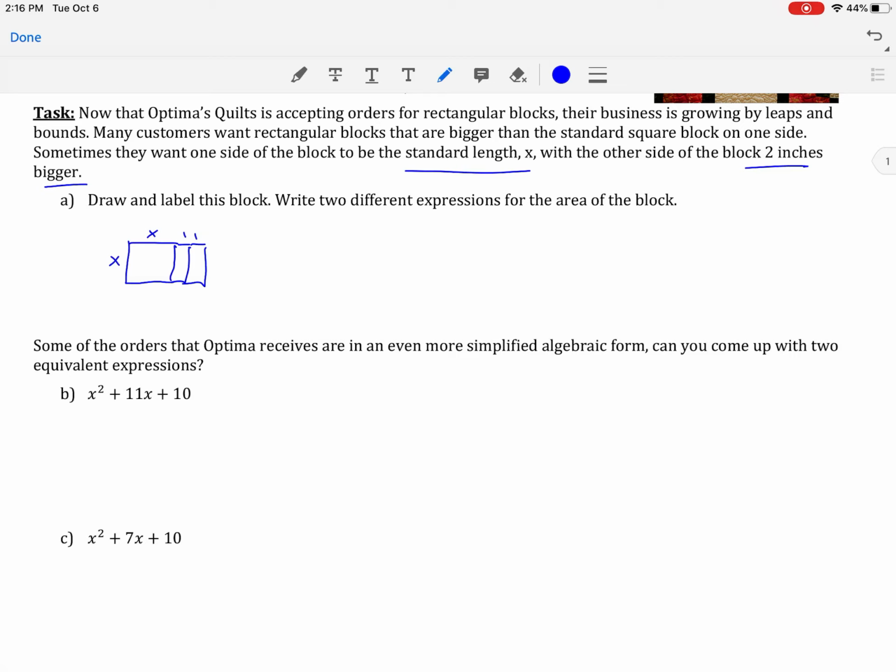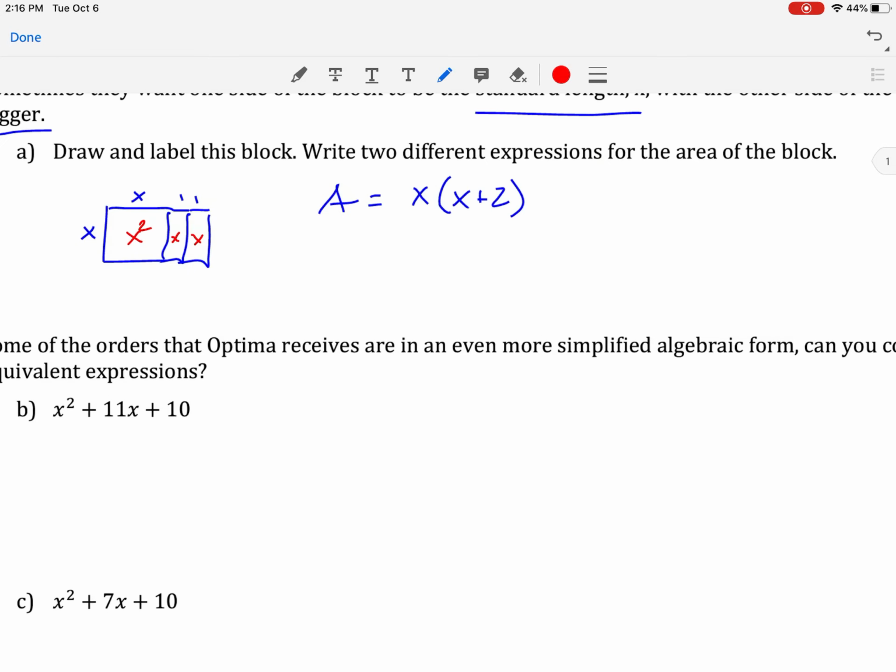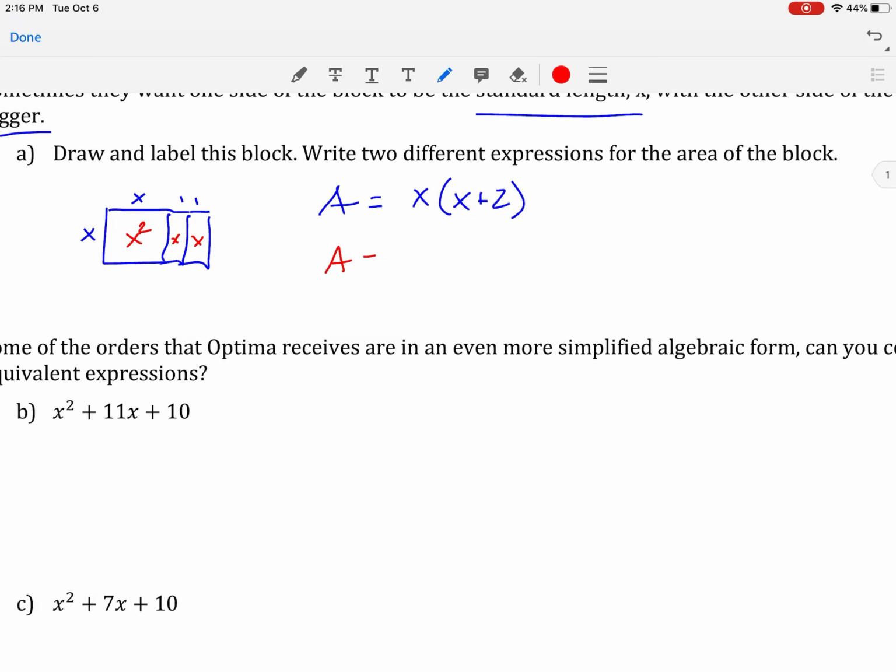And so if we multiply those together, we can look at it in this form. So one side times the other side, length times width. Or we can look at it as the sum of all of the areas of the inside pieces added together. So x times x is x squared, x times 1 is x, x times 1 is x. And so if I just add all of those pieces together, I can say I have x squared plus 2x. And that is the area of my block.